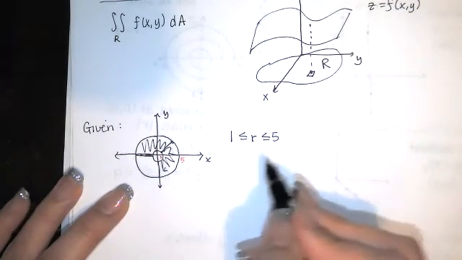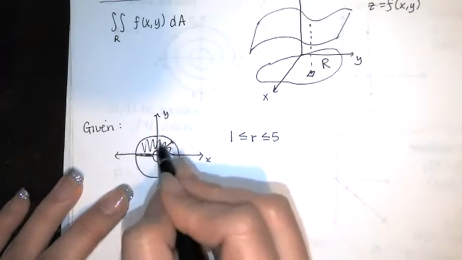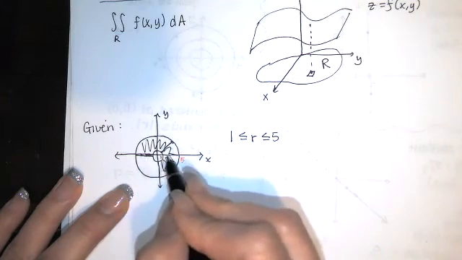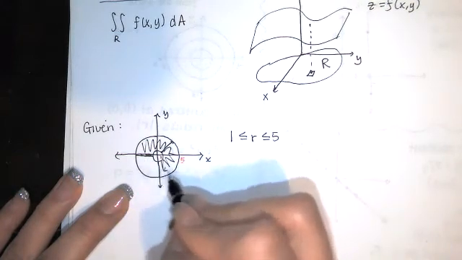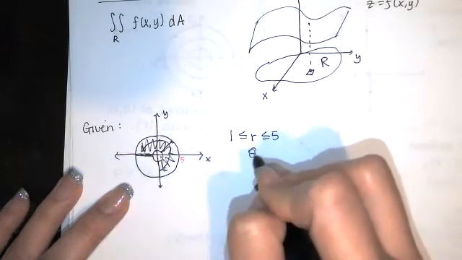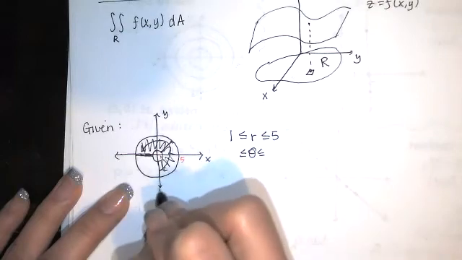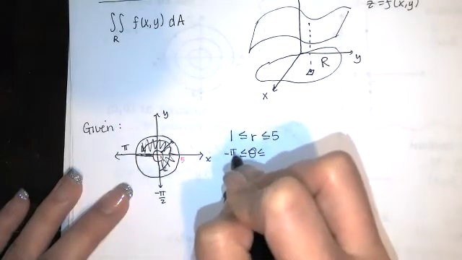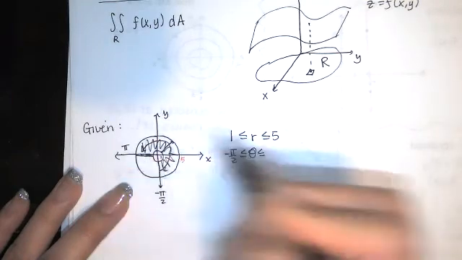Now, if r was just going from 1 to 5 and theta was free to be anything, we would get that whole washer as our area. But theta is not free to be anything. Theta starts over here and ends over there. So we could say theta starts at negative pi over 2 and goes to pi. That's one way to represent that range of values for theta.